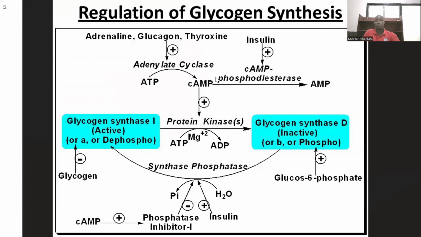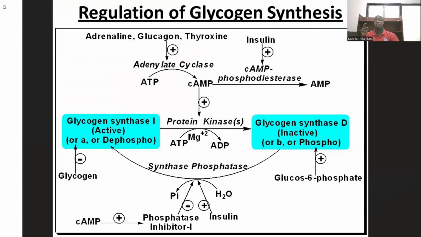So let's start with the hormonal regulation. Whenever the blood glucose level is low in the body, the concentrations of the hormones adrenaline and glucagon, as well as tyrosine, will increase in the blood. Once their concentration is increased, they will go to the surface of the liver cells or the muscle cells and bind the receptor there.